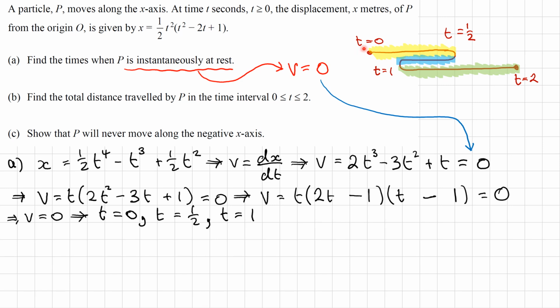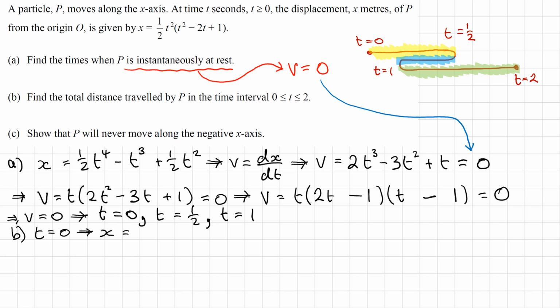If we just did 0 and 2, or we just put 2 in for x, we would not get the total distance it's moved. We would just get basically its finishing position when t is 2. So let's find its position at these different times. So let's start with t is equal to 0 and find out what its position is. That means we just put 0 into this.